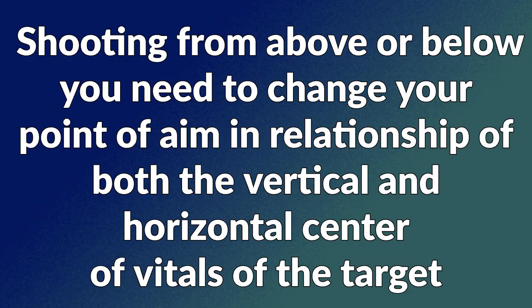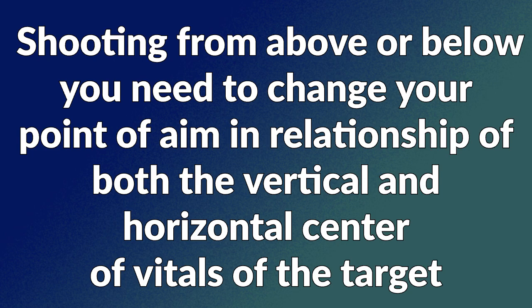When shooting from above or below, you need to change your point of aim in relationship to both the vertical and horizontal center of the vitals of the target. What does that mean? Basically, if you aim for the same spot on the deer that you would when it's at the same level as you, you're most likely not going to have a lethal shot.